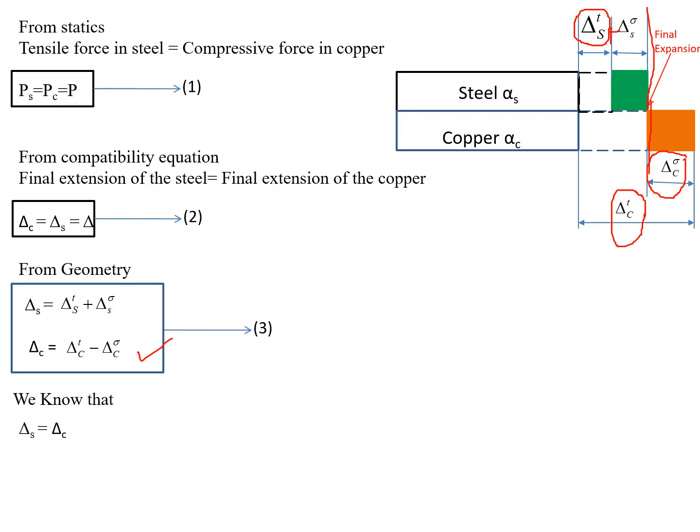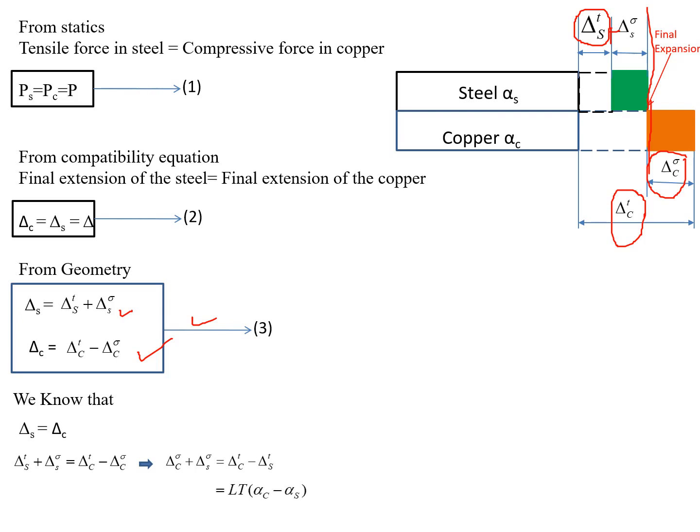Also we know that, as we discussed previously, the final expansion of the steel should be equal to the final expansion of the copper. So from equation 3 we substitute here: delta S equal to delta ST plus delta S sigma equal to delta CT minus delta C sigma. So delta C sigma plus delta S sigma equal to delta CT minus delta ST.